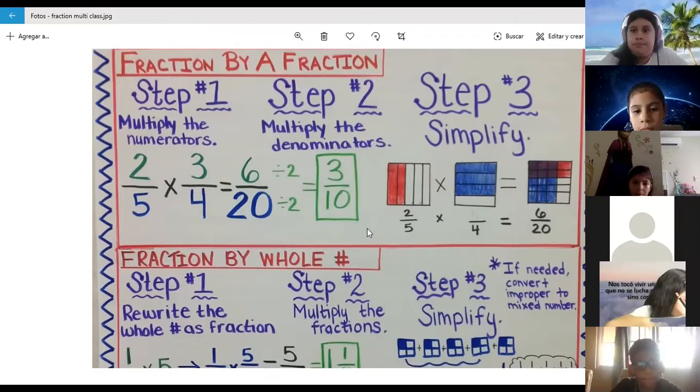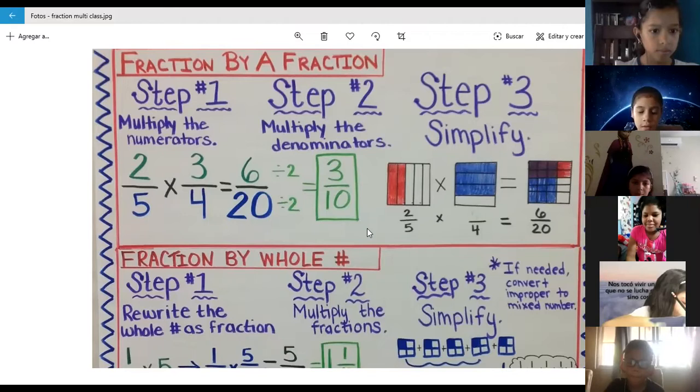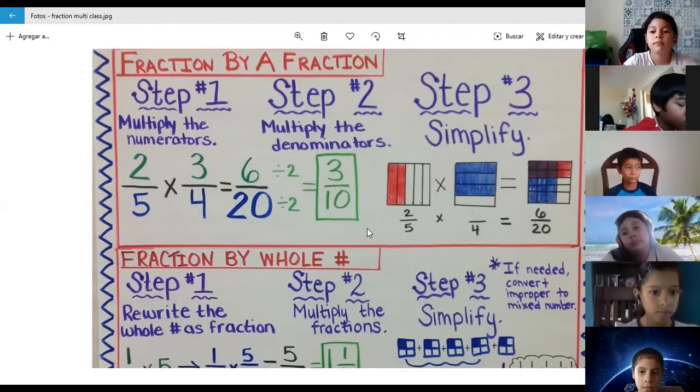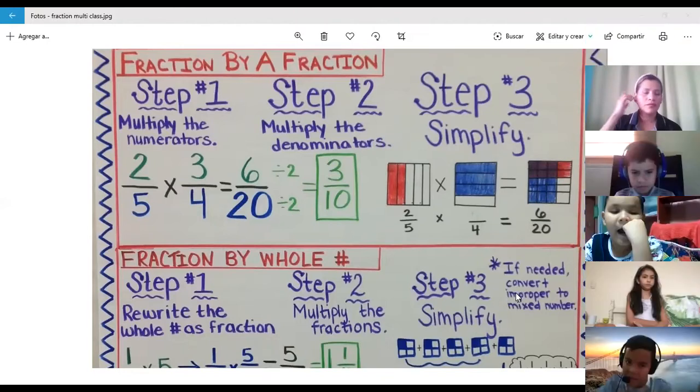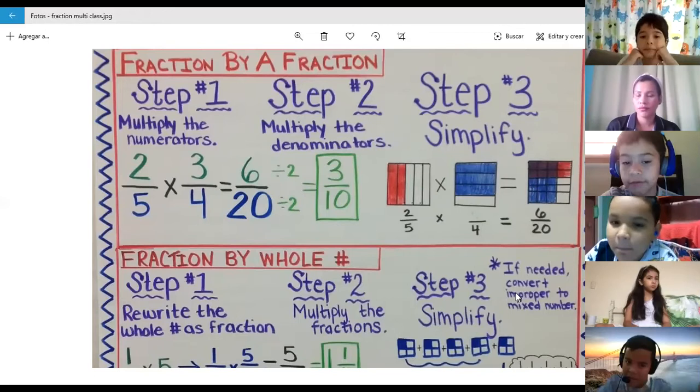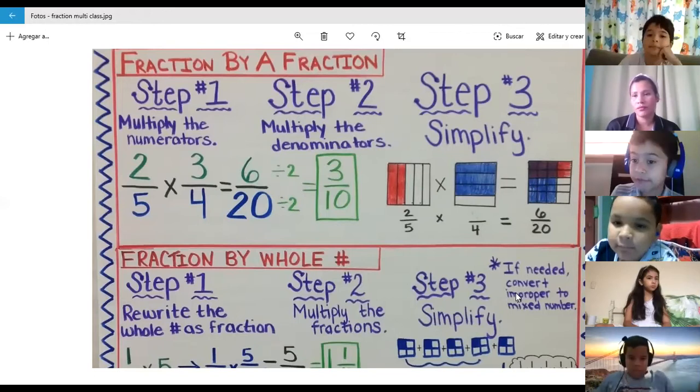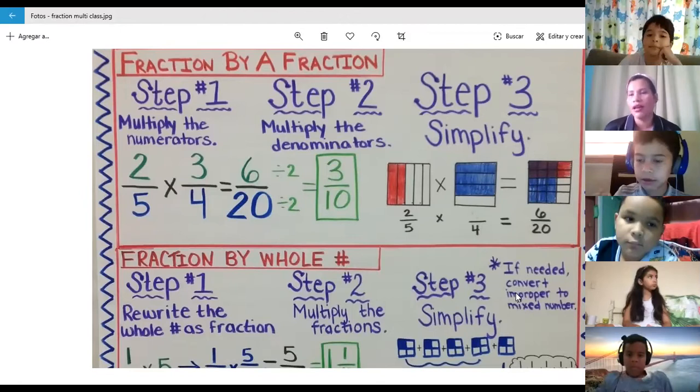Teacher, who's talking to me? Me, Juan Carlos. Okay, tell me, Juan Carlos. If we know that the question that we simplified, that is 3/10, is in another table, we can simplify. Yes, you can continue simplifying. Exactly. You can continue simplifying. Who else?